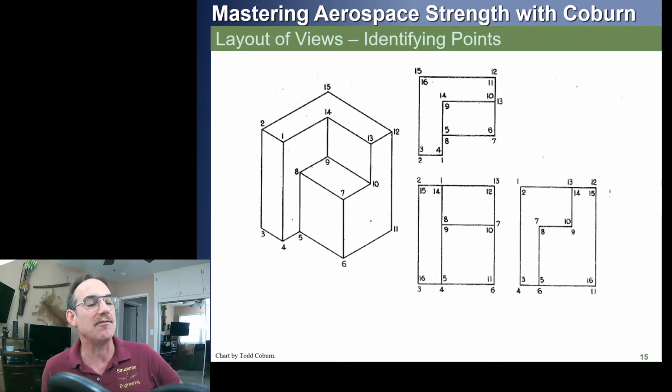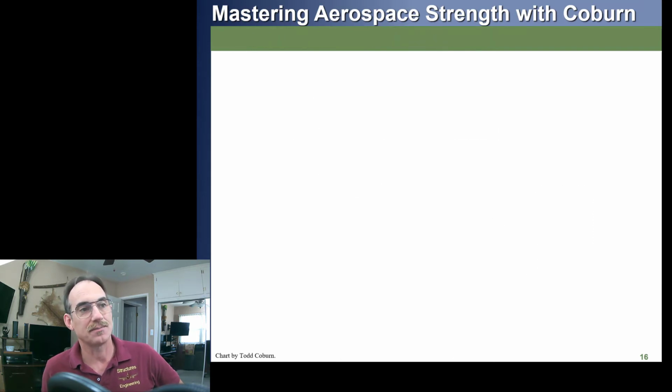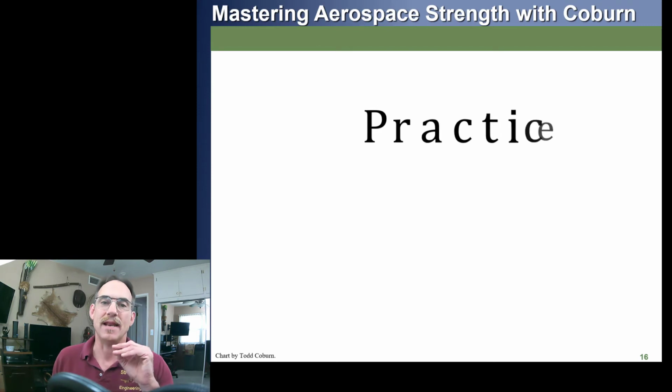You'll see on the front view how you're looking right down this edge, 1 1/4. From the right view, you're looking right down this edge, 13/14. And from the top, you're looking right down this edge, 1/4 and 9. See how that works? Let's practice this a minute.